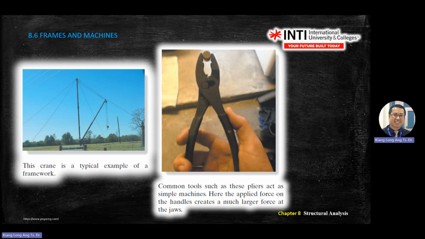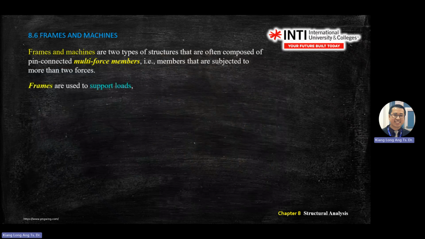What is machine? Machine, they should have a function there. The simplest one is the plier or scissor, right, or cutter. They are machine. Okay. So frame and machine, there are two type structure. They are always assembled by pin connected multi-force member. Right. What is multi-force? It is member subject to more than two forces.